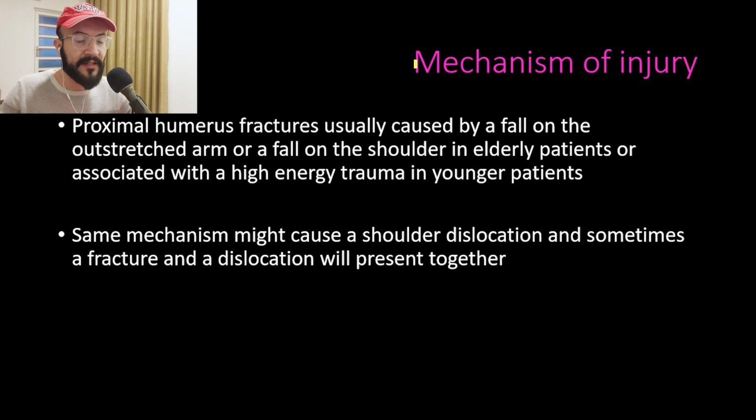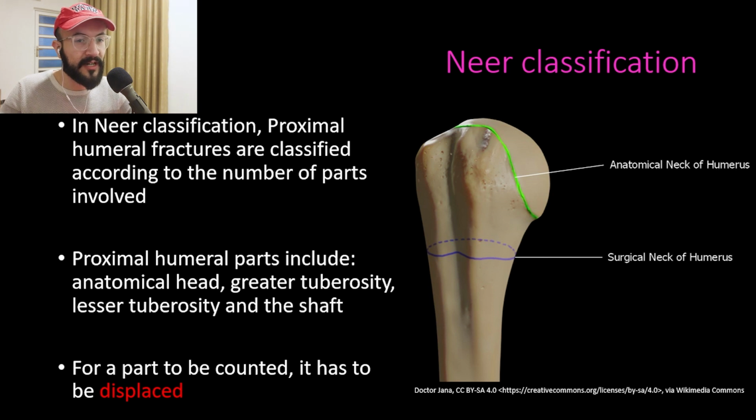Now let's talk about the mechanism of injury. So proximal humerus fractures are usually caused by a fall on the outstretched arm or a fall on the shoulder in elderly patients, or they are associated with high energy trauma in younger patients. Now, the same mechanism might cause shoulder dislocation, and sometimes a fracture and a shoulder dislocation will present together.